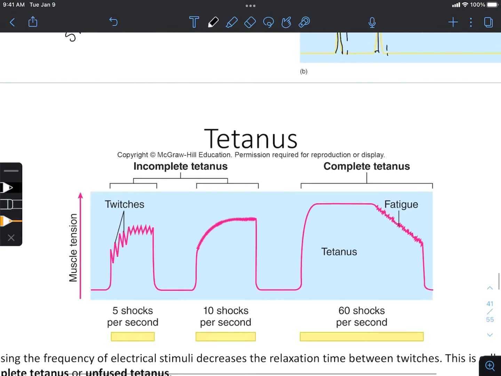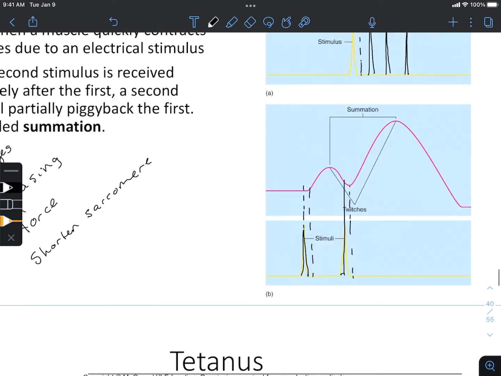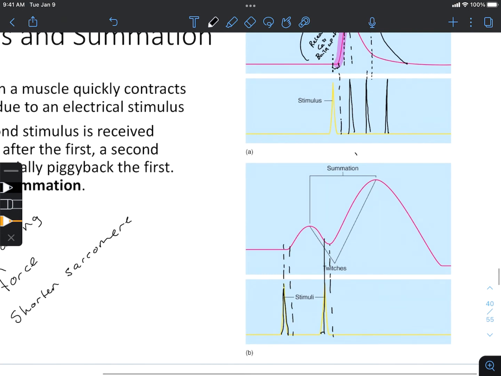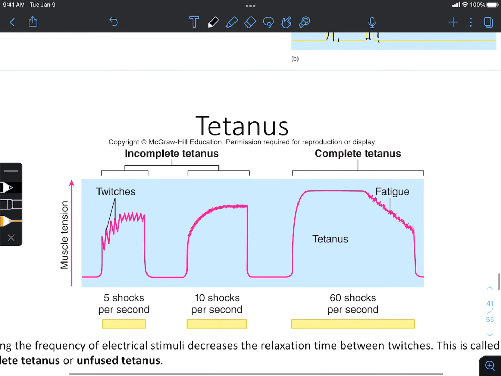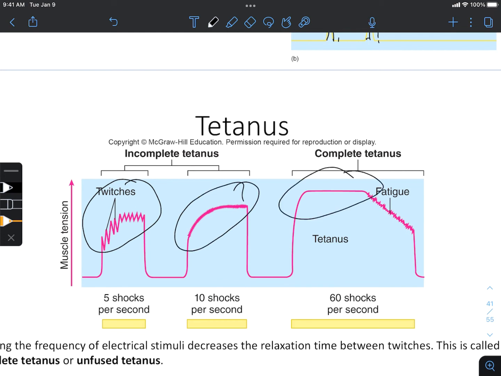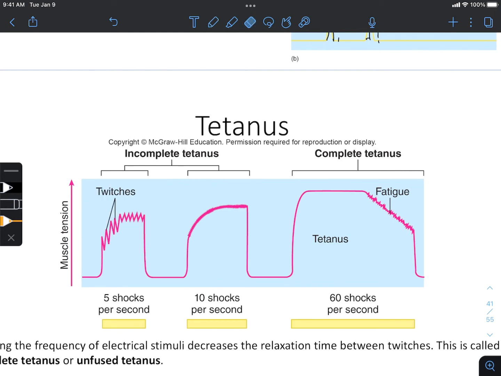Well, maximum force, so all of this, by the way, is summation. This is summation right here, which is the two twitches adding on top of each other. This is summation here, where we're adding multiple twitches here. This is summation, and this is summation. All of this is summation. But when I reach a point at which I can generate maximum force, we reach what we call tetanus.